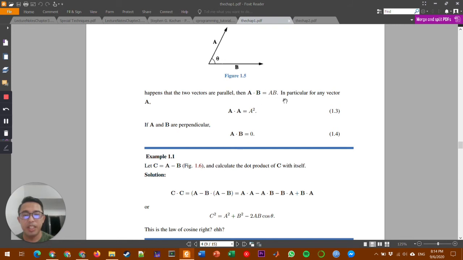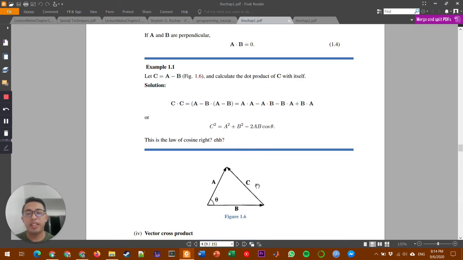So in particular, for any vector A, as I said kanina, A dot A is actually equivalent to A square. And if perpendicular siya, so it's 0. So walay shadow nga ma-make. So ang vector with itself, dot product with itself is maximum. So ano siya, A square.